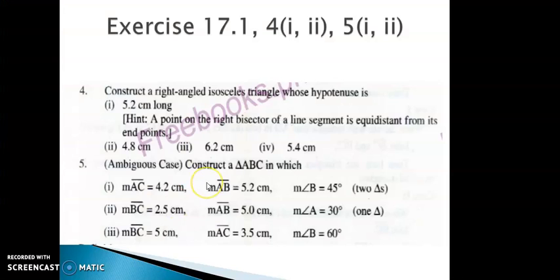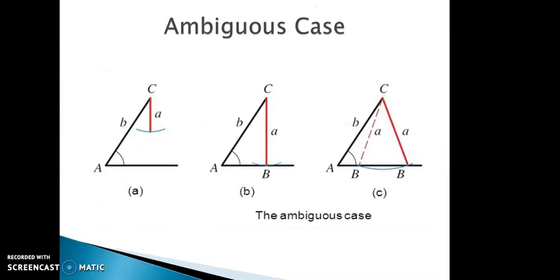Okay. So moving on, the next question, question number 5, is about the ambiguous case, and I'm going to explain it in my video lesson. This is the ambiguous case, and this is the case in which you get three kinds of results. The first one is the case in which no triangle can be formed. The second one is the case in which only one triangle can be formed, and the third case is the one in which two triangles can be formed. Okay, so this is called the ambiguous case.